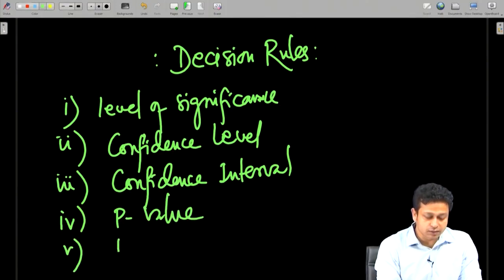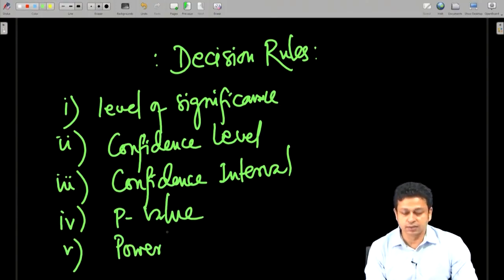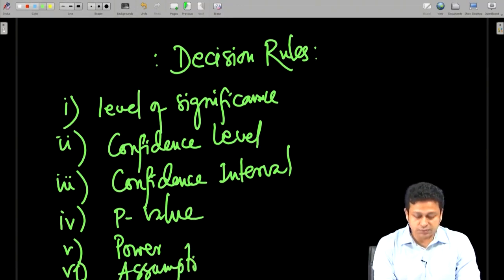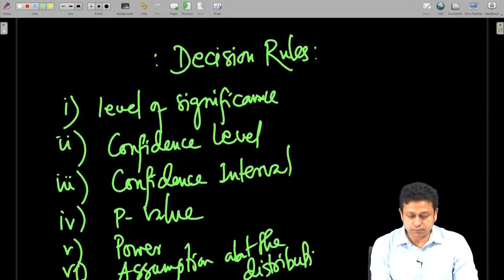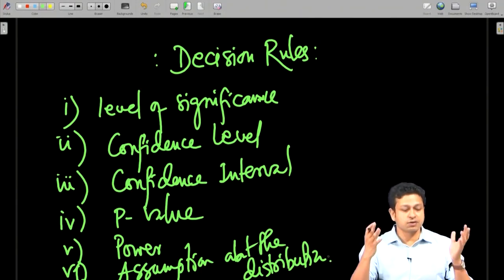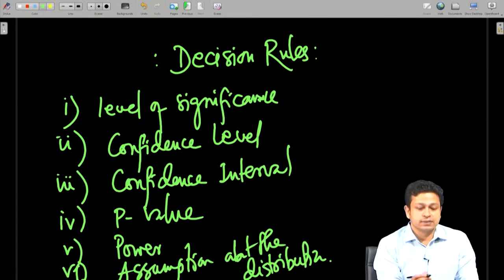we will use something called power, which is a very important concept when we do any statistical design for survey and other things. And of course, the assumption about the distribution is also very important. So, essentially we need to familiarize ourselves with these different concepts to come to the decision rule. But before I go there, let me explain something called the error.